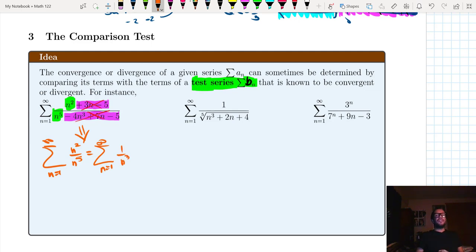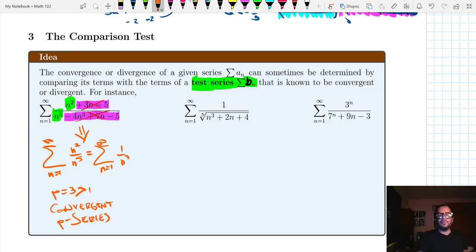Okay, so this series is very easy to test by the previous test using the P series. So P equals 3, which is greater than 1. Okay, it's greater than 1, so converges. So this is a convergent P series.